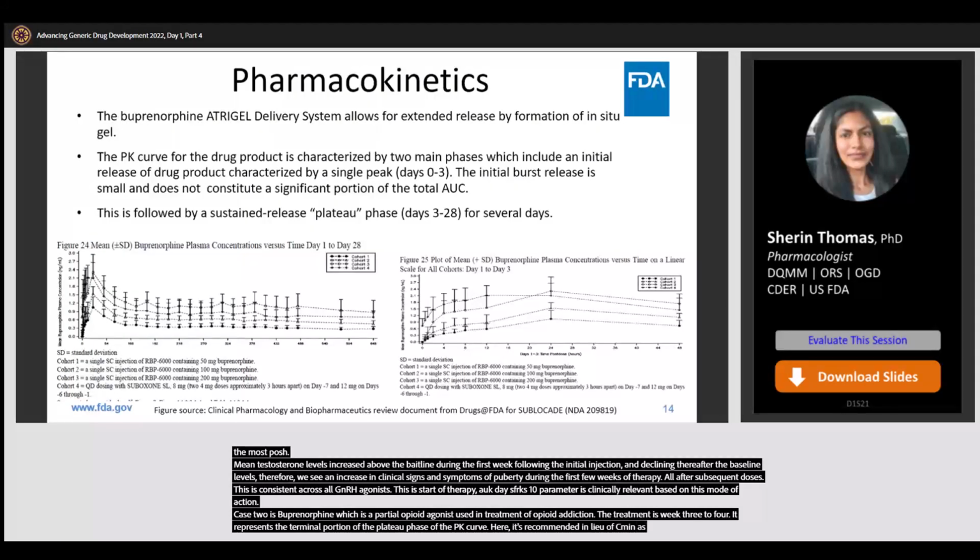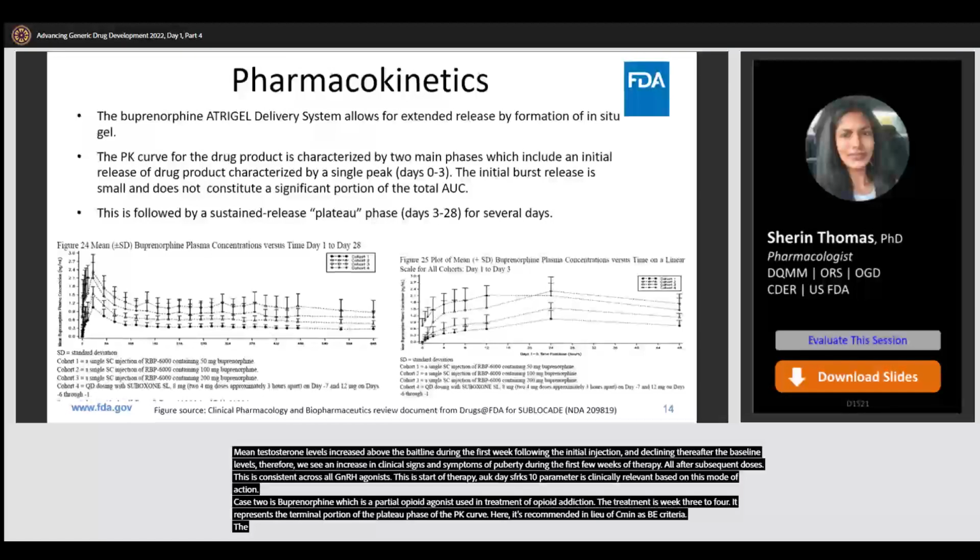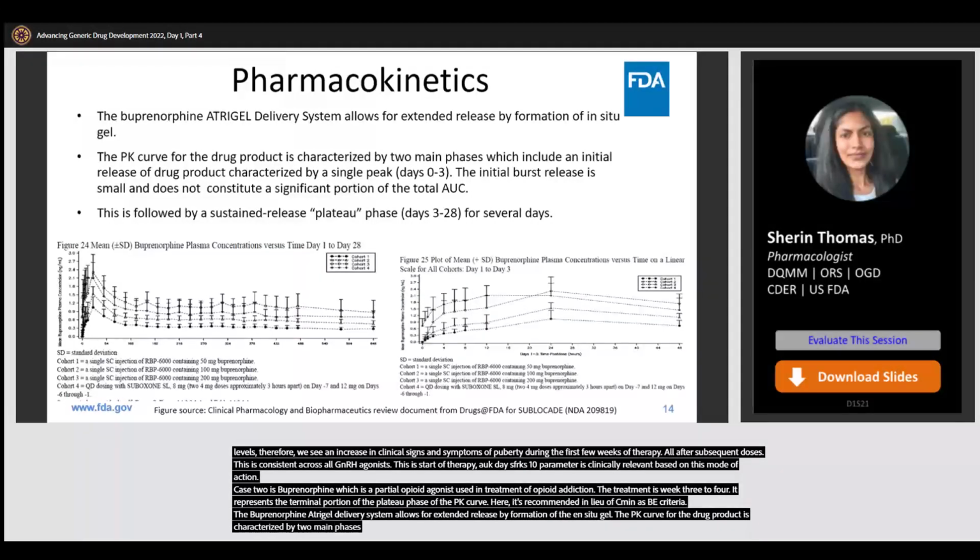The buprenorphine Atrigel delivery system allows for extended release by the formation of an in situ gel. The PK curve for the drug product is characterized by two main phases, which include an initial release of the drug product, characterized by a single peak. The initial burst release is small and does not constitute a significant portion of the total area under the curve. This is followed by a sustained release plateau phase for several days.